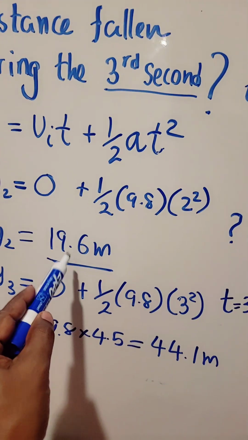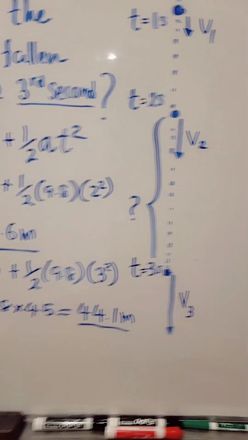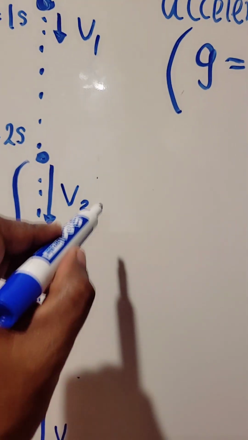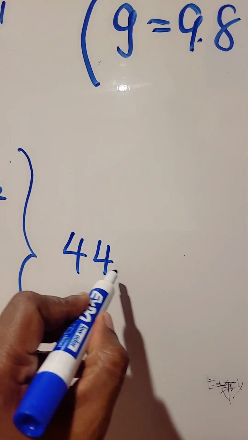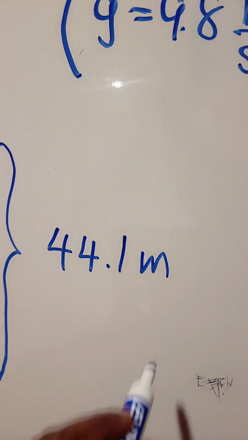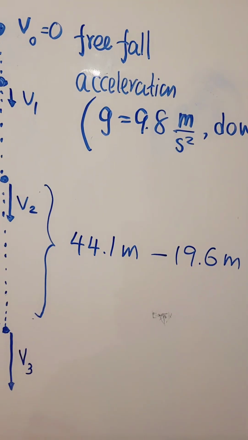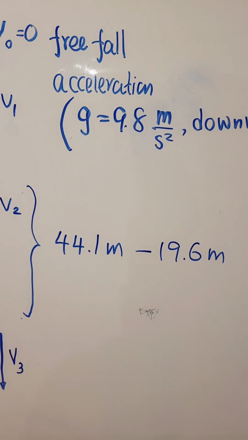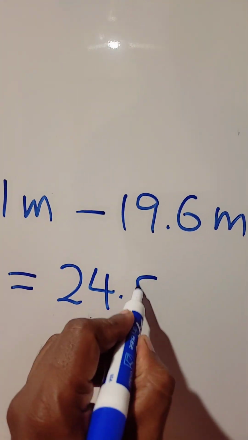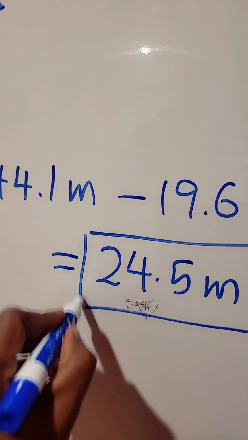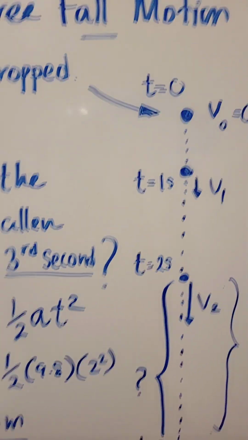Now we have these two values: the distance after 2 seconds from the start point, and the distance after 3 seconds from the start point. This gap is basically the difference between those two. So what I need to do is subtract 19.6 from 44.1 meters, and that's your answer. 44.1 meters minus 19.6 meters gives 24.5 meters.